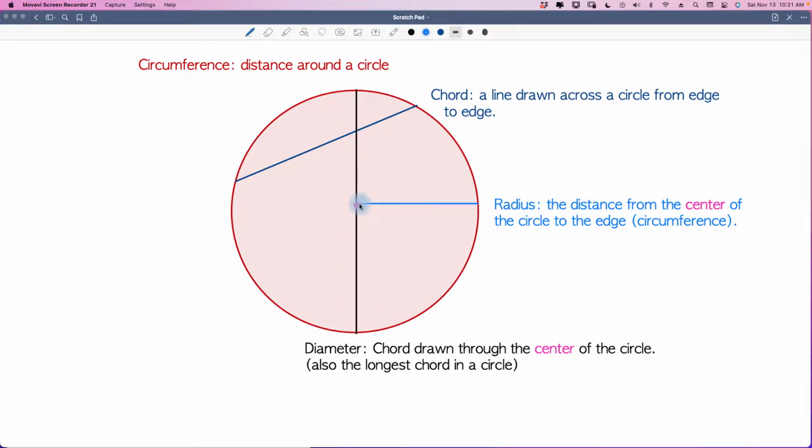Now, because it goes through the center of the circle, obviously half of the diameter is a radius, right? Because it's the distance from the edge to the center. Well, then you got from the center to the edge again. So that tells us that the radius is equal to the diameter cut in half or divided by 2. And that the diameter is equal to 2 times the radius. So those are some formulas that you need to write down.